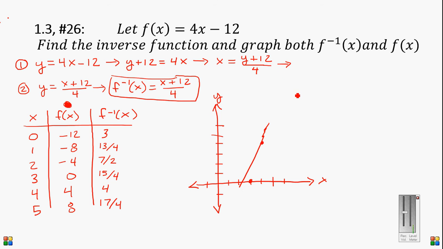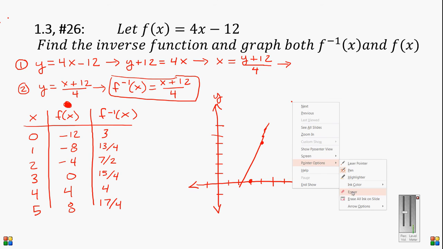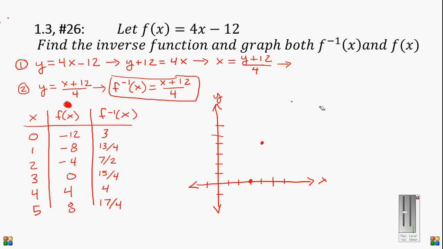Oh geez, that was horrible. Let me do this one more time here. Pointer options. I want to get an eraser here. I always think I'm going to take my time and do it, and what I've found is it's actually almost easier just to draw it quickly and go from there. So from there I'll draw down and down and down, and this red line then actually represents my f of x.